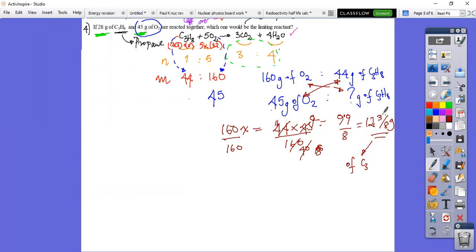Now I'm going to ask myself, hang on, this is what I need to completely use up this amount of oxygen. Do I have more or do I have less of this? If I have less, it means that the other reactant, not the one I used, not the oxygen, the propane, is in short supply. Do you understand? It's where students get stuck.